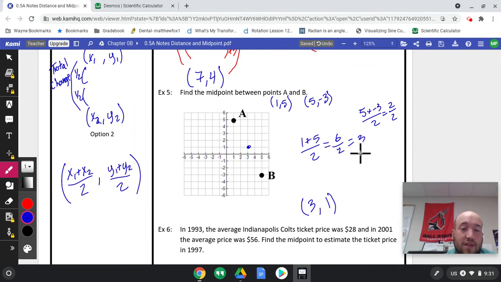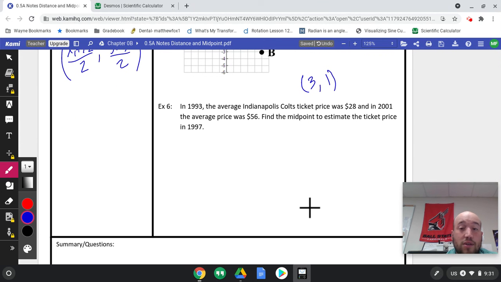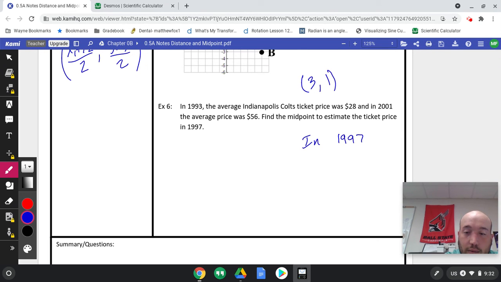Okay, the final thing I want us to talk about today, this story problem here. It says in 1993, the average Indianapolis Colts ticket price was $28. And in 2001, the average price was $56. Now we're not 100% sure about this, but assuming it's kind of followed a linear pattern of growth, we want to find that midpoint and estimate what the ticket price was in 1997. Now, the easy thing about this one is 1993, 2001, 1997, they already told us the midpoint in terms of years. So we can know that in 1997, this is what we're going to estimate.